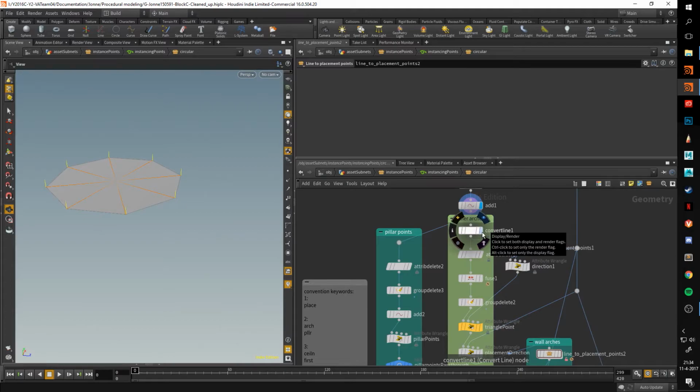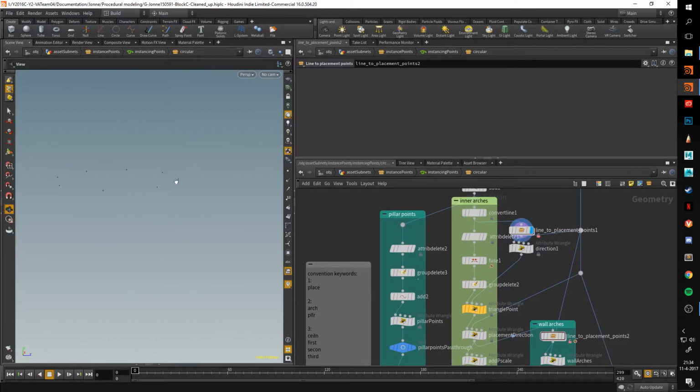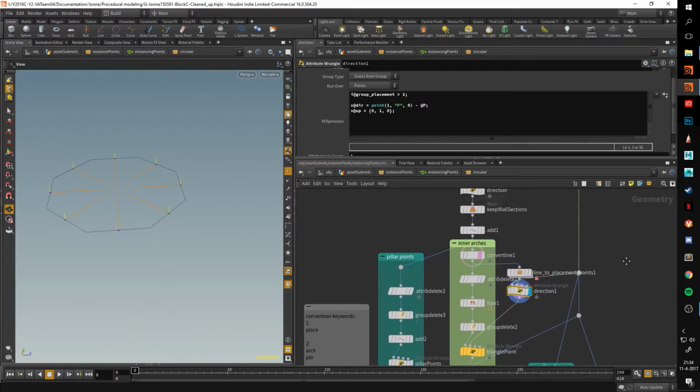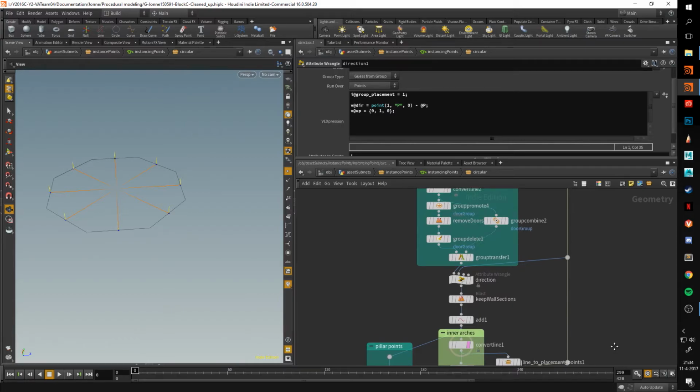So this center part was fun to make. What it basically does is it makes a bunch of side points. So let's again turn on these primitive numbers, actually, or points, yes. So here we have our circle, and it makes points in between, as you can see on the centroids. And it gives them direction inwards based on the center point we made earlier.